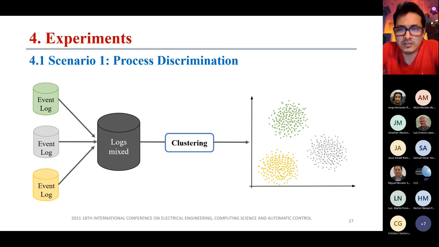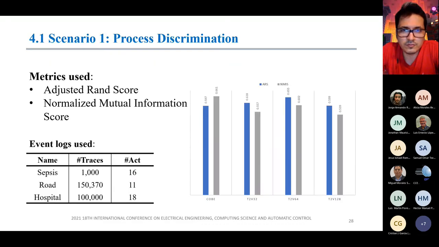We carried out experiments using two scenarios. The first scenario is the discrimination of processes. Three different logs are shuffled into a single log, and then clustering is applied. Ideally, the clusters should match the original logs. For this experiment, we use three event logs. The number of activities ranges from 11 to 18. The number of traces varies widely, but we just used 500 traces from each.